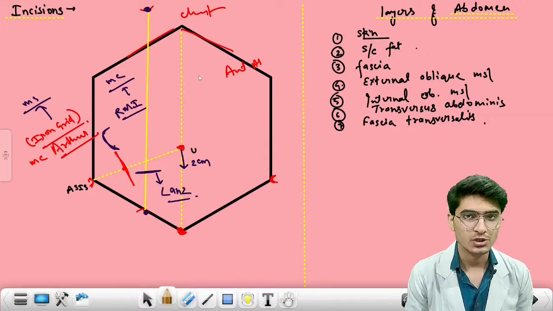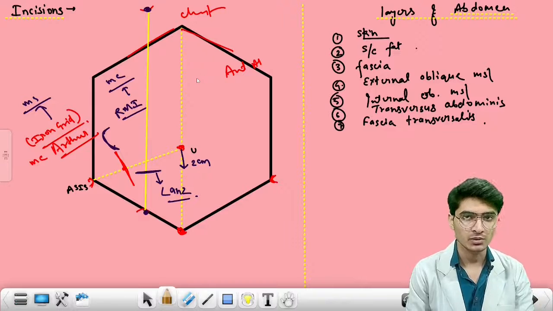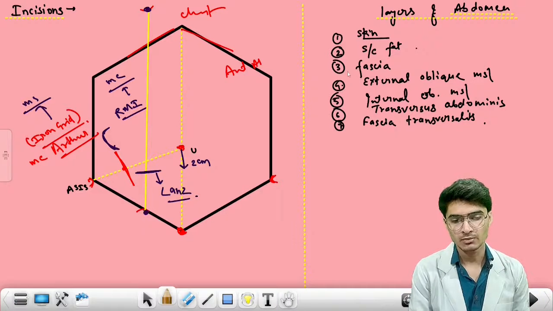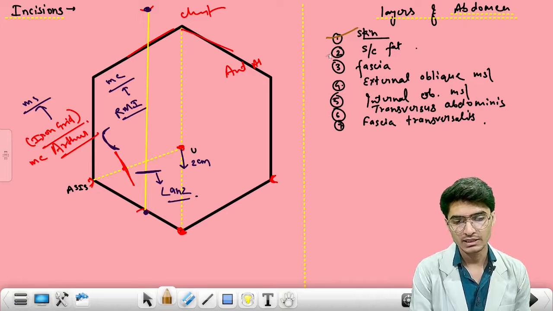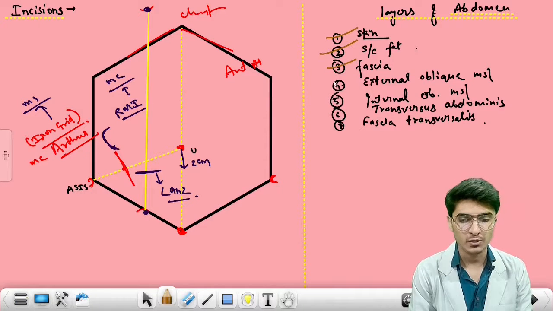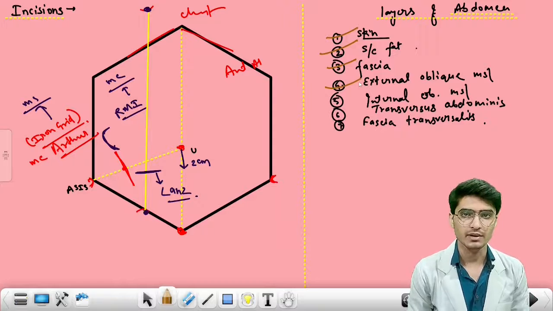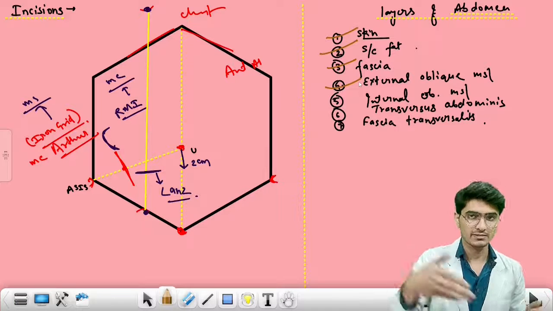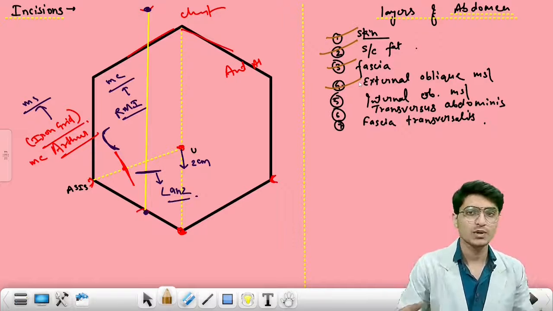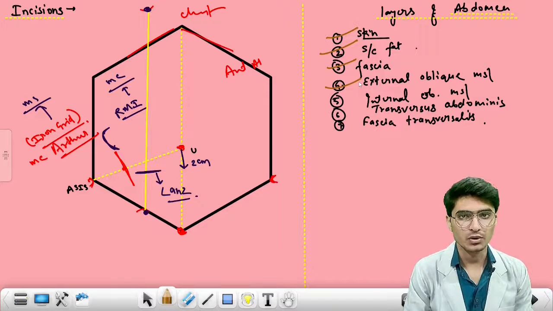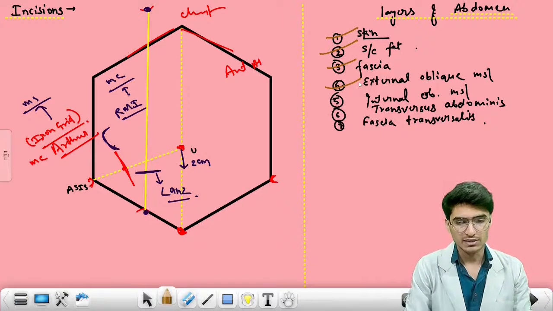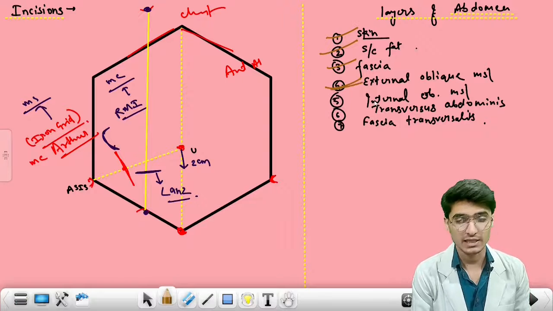So guys, what are the layers of the anterior abdominal wall that we encounter during the open appendectomy? Number one is the skin, followed by the subcutaneous fat, followed by the fascia, and subsequently the external oblique muscle. And the direction of fibers is like that, as we put our hands in the pocket of a hoodie, right? So it is the external oblique muscle.